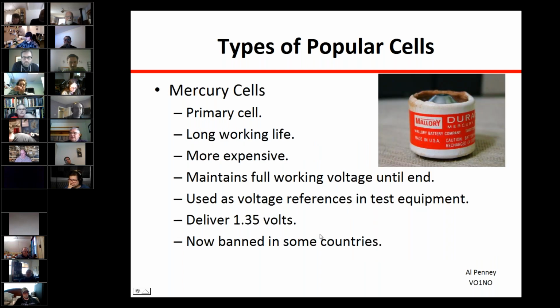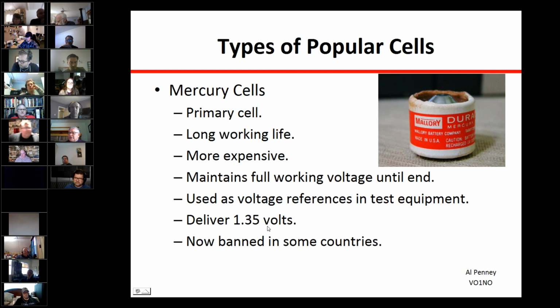Okay, there's also a mercury cell. This is a primary cell. It's got a very long working life, years and years. They're more expensive. And the thing about them is they maintain their full working voltage right until the day they die. And because of that, they're used as voltage references in test equipment.